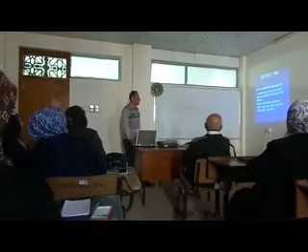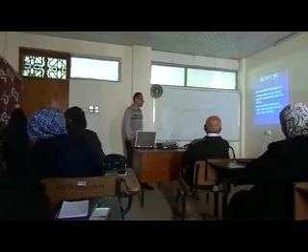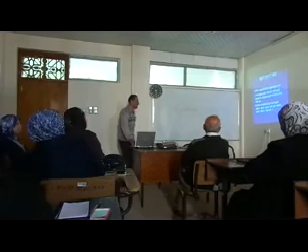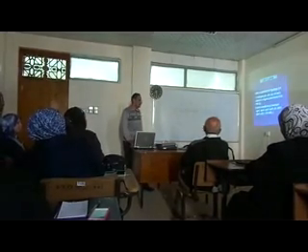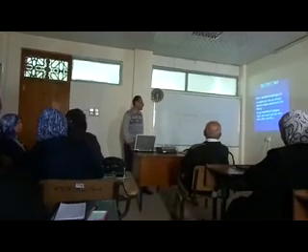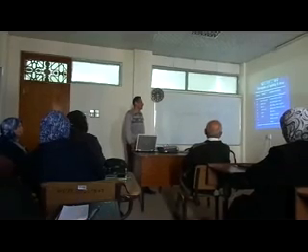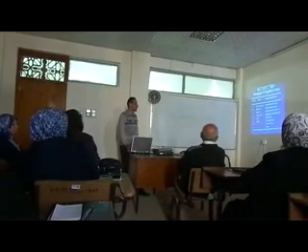HBV is classified into 8 genotypes from A to H, and 4 subtypes, as we've seen, based on the antigenic determinants of the HBs antigen, further classified into 9 serotypes as shown. This is the geographical distribution of the virus throughout the world, with genotype and subtypes as seen.